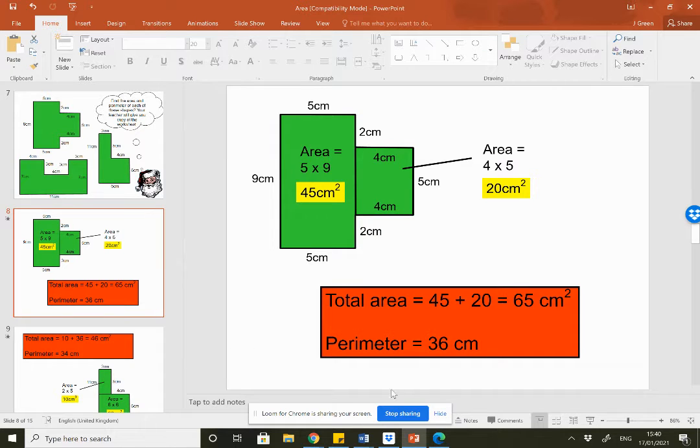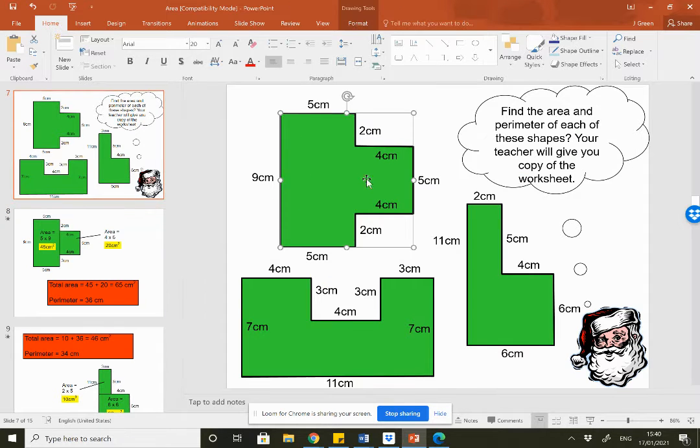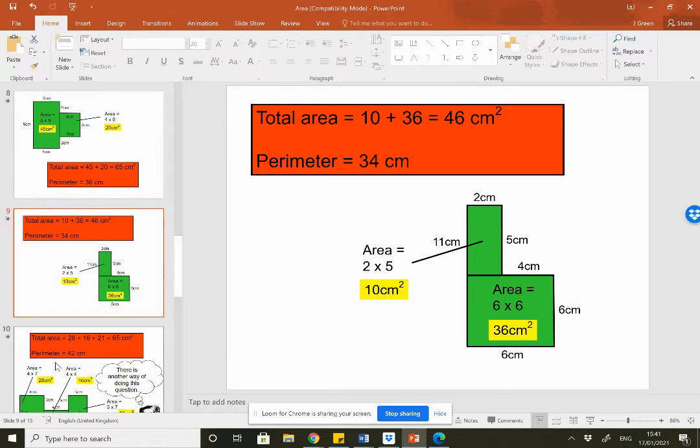Here is actually the answer to the first one. If you go back, it's the same shape as this. They've done the line down there, they've worked out this part, and they've worked out this part. Same for this. Split it into 2, add up the 2 areas to get the total.